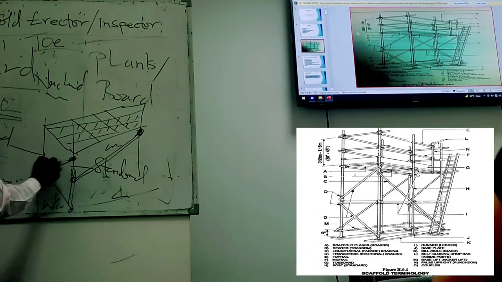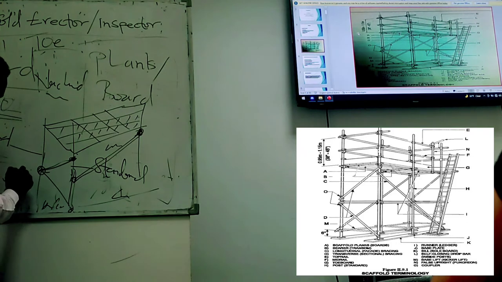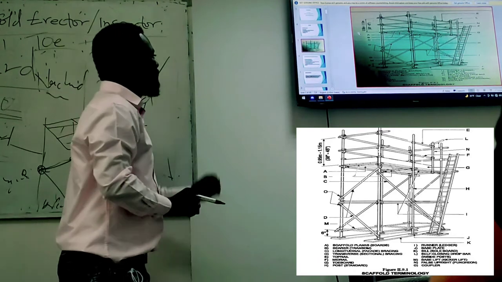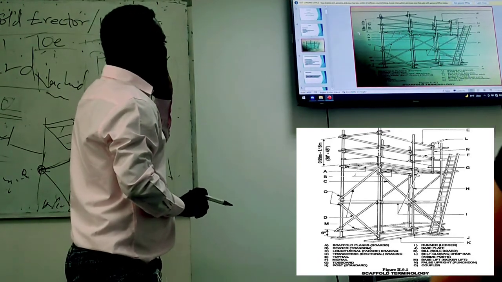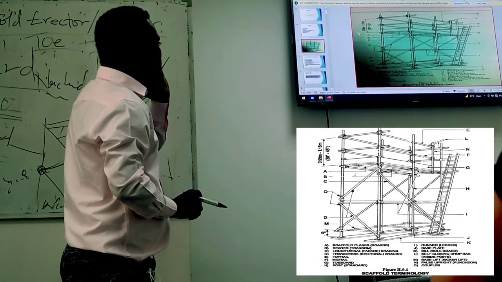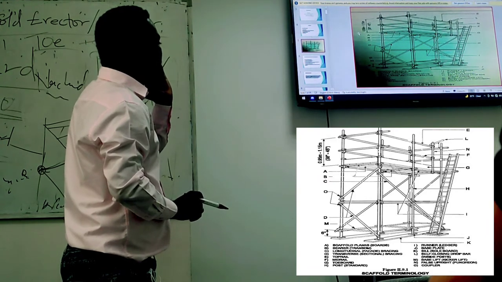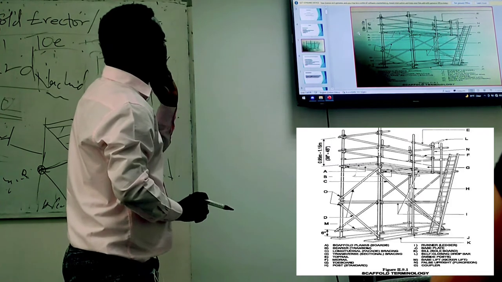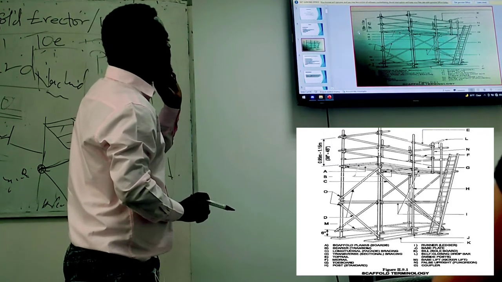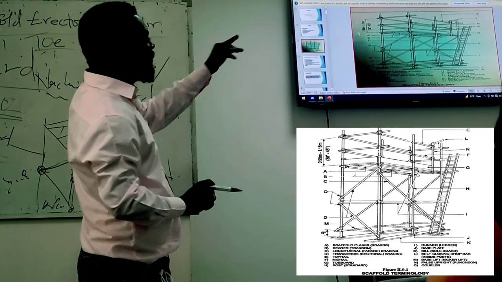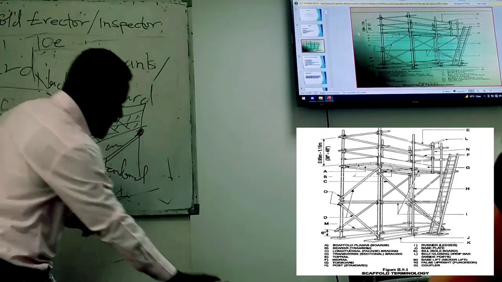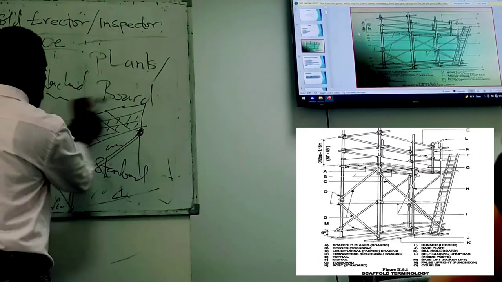And this one is called the diagonal, right? Okay. So we now go to E. A, B, C, D, E. Top rail. Every good scaffold.